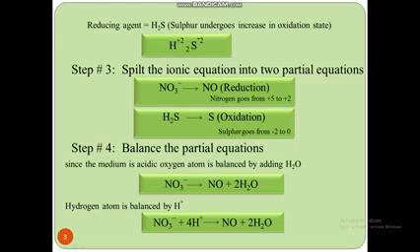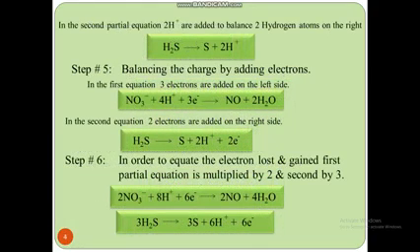To balance hydrogen atoms, we have to add H positive ions. There are 4 hydrogen atoms on the right. Therefore, we have to balance the hydrogen atoms. We have to add 4 H positive ions on the left hand side. In the second partial equation, 2 H positive ions are added to balance 2 hydrogen atoms on the right.